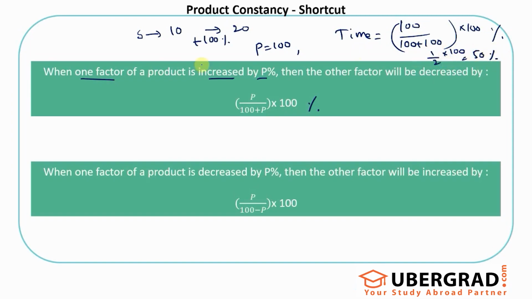You see this? If one of the variables is increased by p%, in this case 100%, the other variable will automatically decrease by p by (100 plus p) into 100%. I've just plugged in 100, and I'm getting minus 50, right? So that's what we saw here, right?